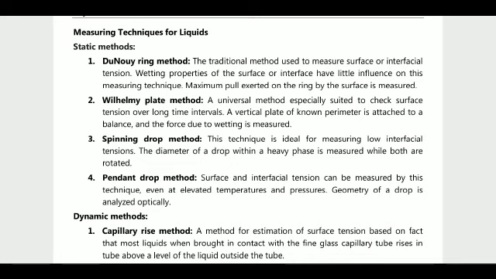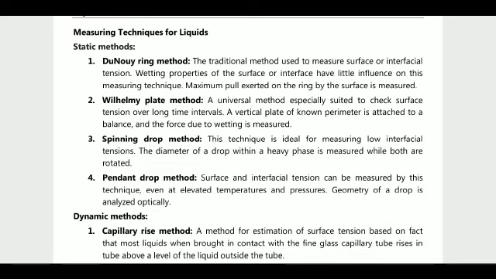Second method, the Wilhelmy plate method. It is a universal method. It is especially suited for checking the surface tension over a long time with short time intervals. A vertical plate of known perimeter is attached to a balance. The force due to wetting is measured.